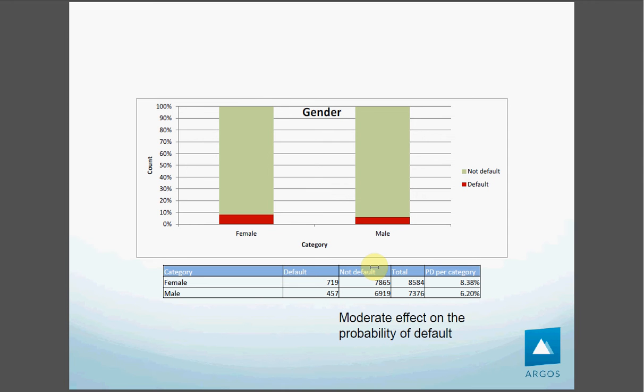Here's an example. This is a frequency table of the parameter gender from our data set in relation to the parameter loan repayment status. As we can see, our univariate analysis shows us that 719 females have defaulted and 457 males. The total default number is of course 1,176 bad loans. We can also see the percentage of defaulters per gender.